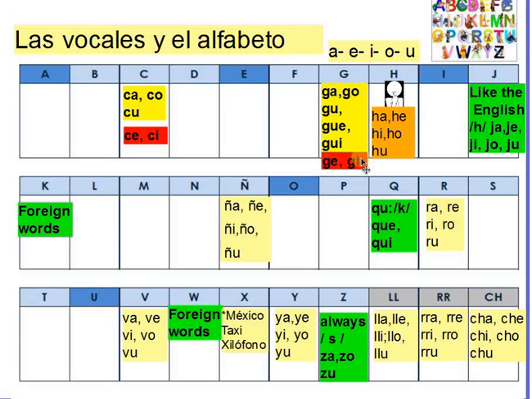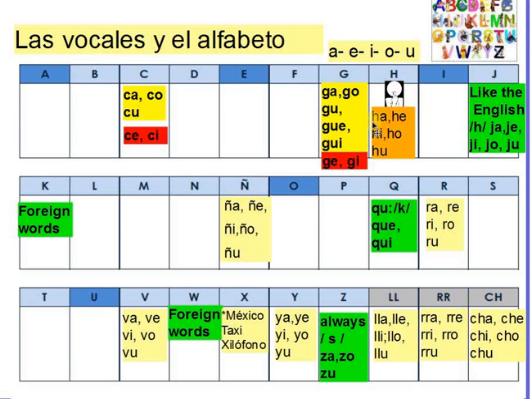But watch what happens if I don't have that U in between. Then the sound of the G will change to like an H in English. A little bit stronger. So you have he, hi. Okay? So let's do it again. Ga, go, gu, gue, gui, he, hi.